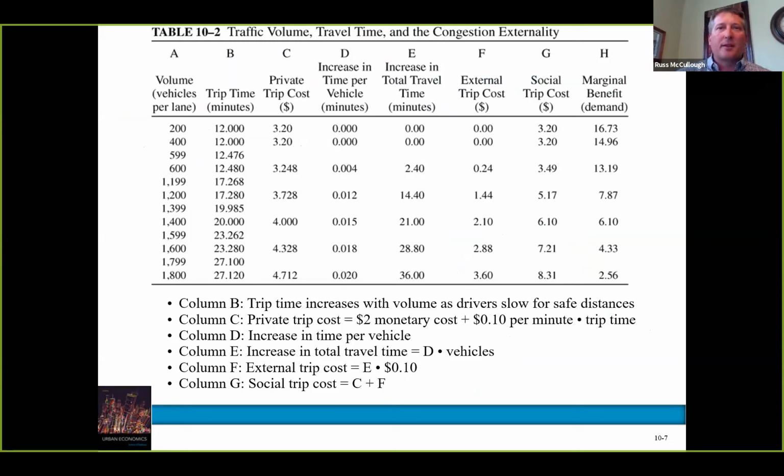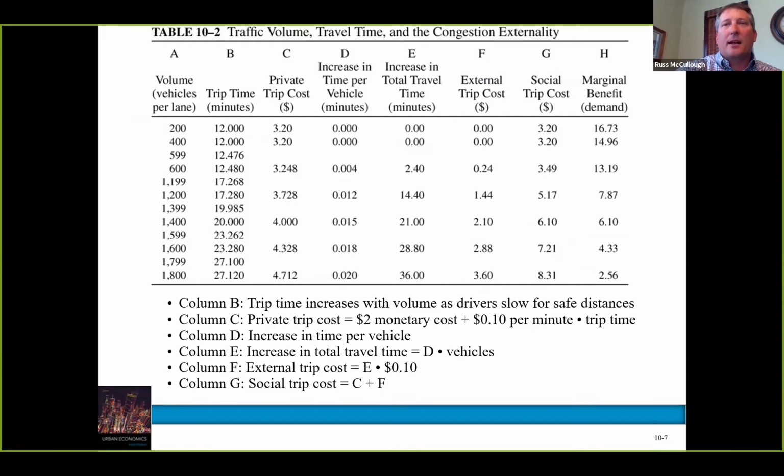So the author put this together. This is actually not in your current textbook. This is from the old edition, but I think it's kind of helpful to see what those numbers look like. The author in the current edition just shows the graph. And so I think this is kind of helpful to look at how those numbers are generated.